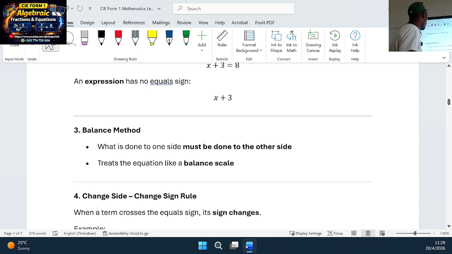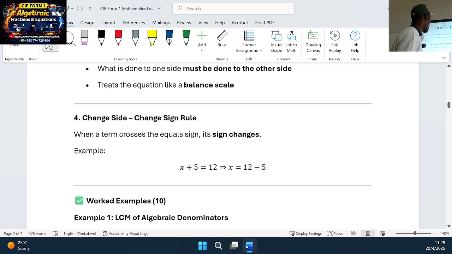Now, when we are dealing with equations, we use the balance method. In other words, what is done to one side must also be done on the other side, because there's an equality sign which brings about balancing. So we treat the equation like a balance scale.